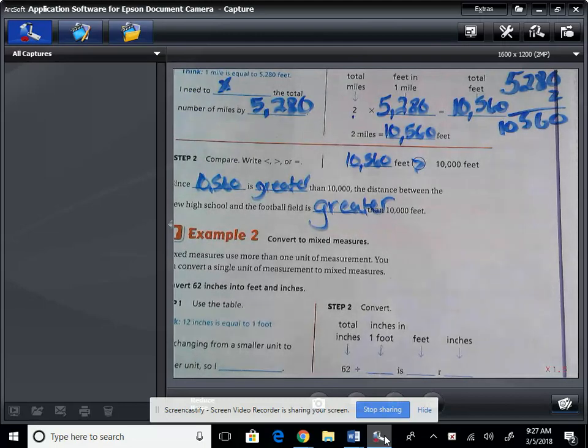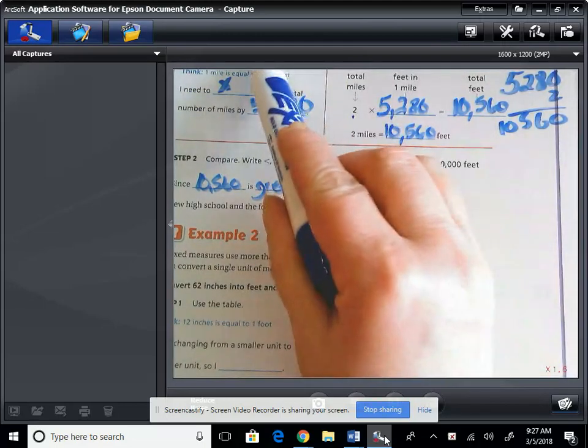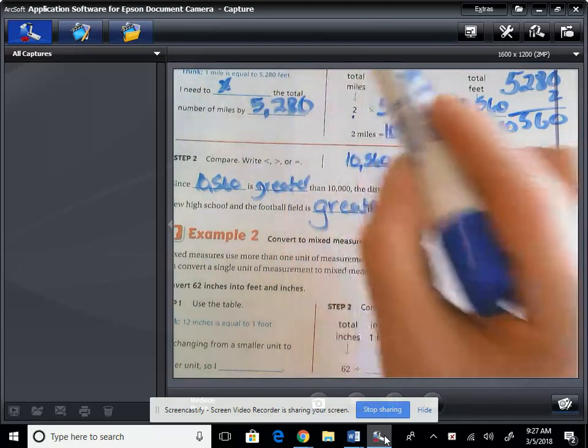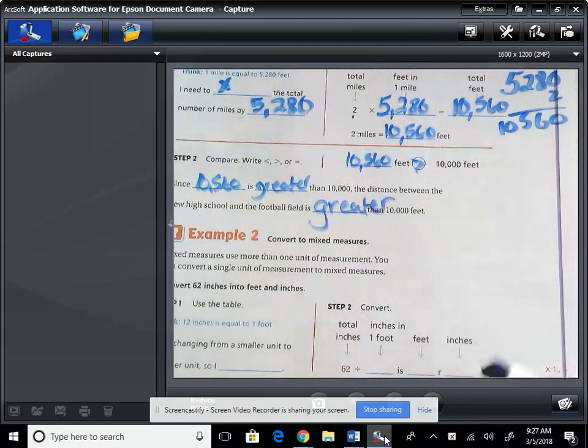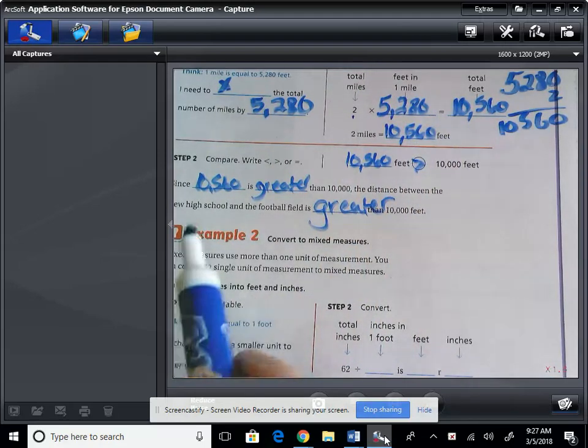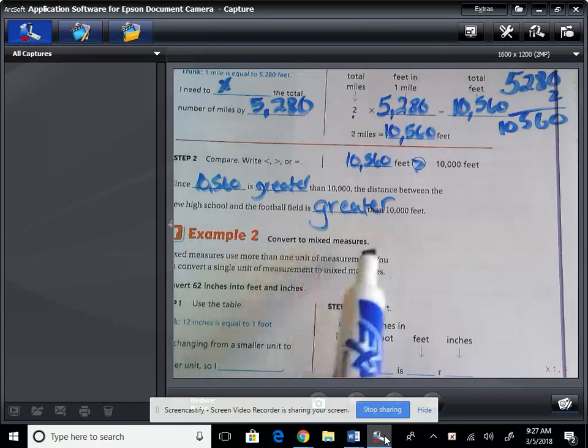So here's the most important thing to remember. When you're going from a larger unit to a smaller unit, you multiply. All right. Convert a mixed measurement.